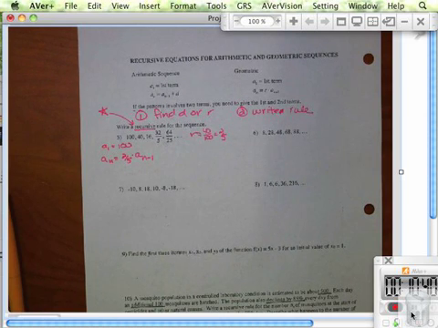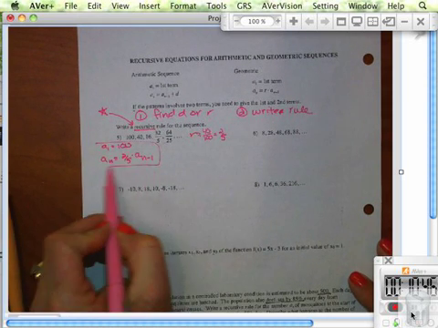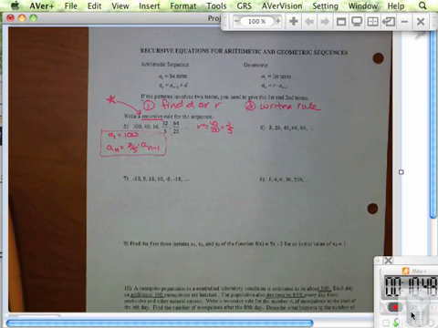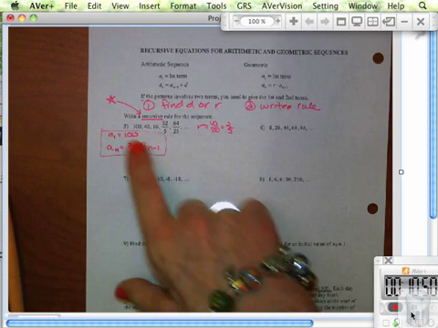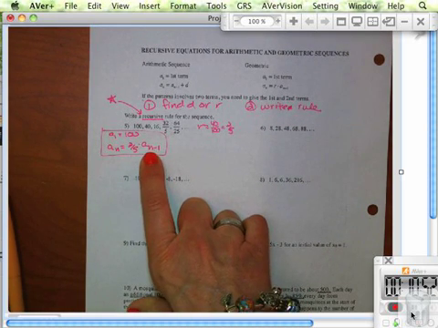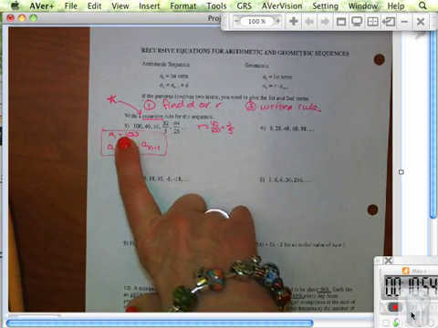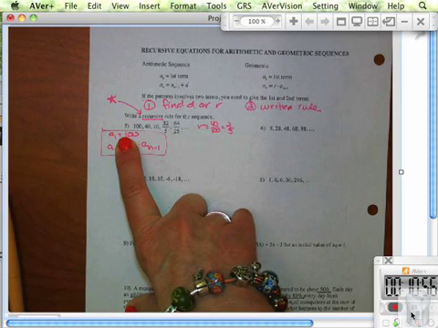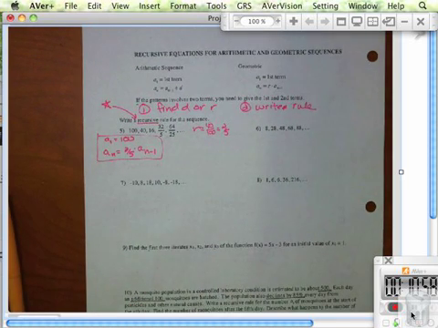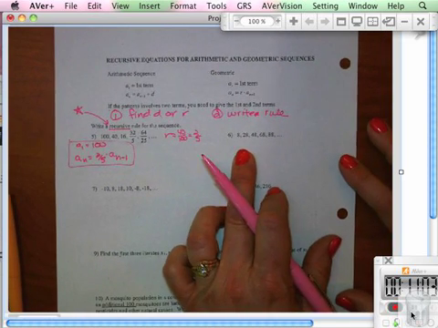The direction said write a recursive rule for the sequence, and we did that. Now your answer would include both of these. I will mark you wrong if you do not. See how we're asking it to use the previous term? You have to give the first term so people know where to start if somebody's using this function.